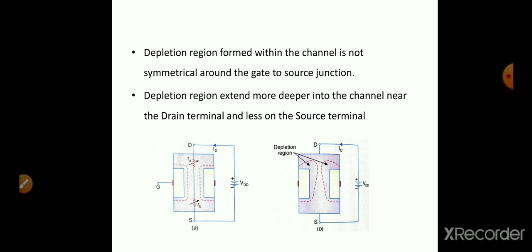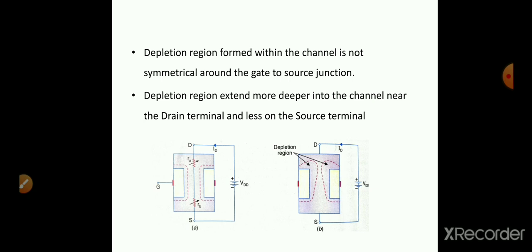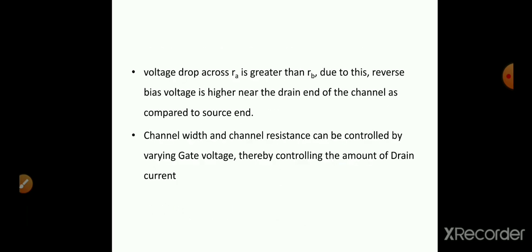The depletion region extends deeper into the channel near the drain terminal and less at the source terminal. The voltage drop across RA is greater because the depletion region extends more into the channel near the drain terminal, so the voltage drop across RA is greater than RB. Due to this, the reverse bias voltage is higher near the drain end of the channel as compared to the source end. In this way, we can provide the reverse bias voltage to the JFET for its operation.